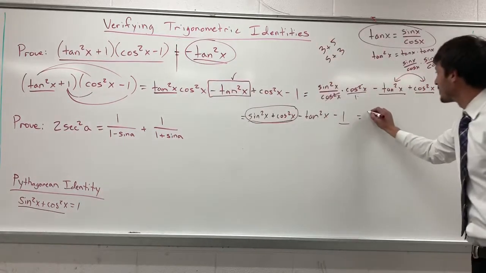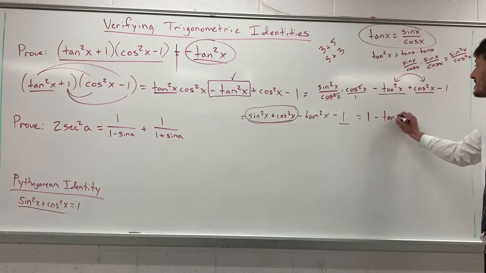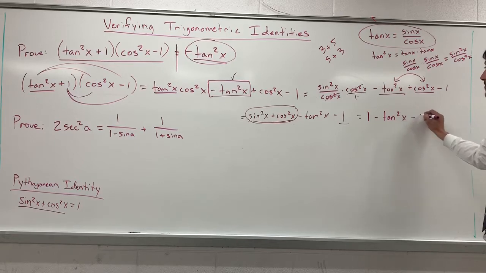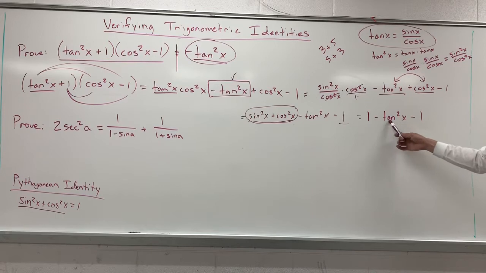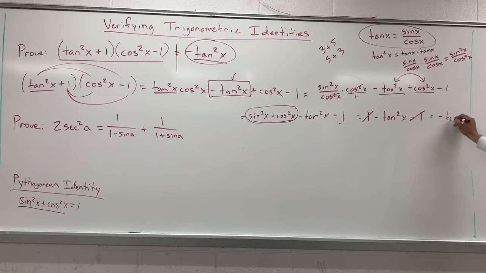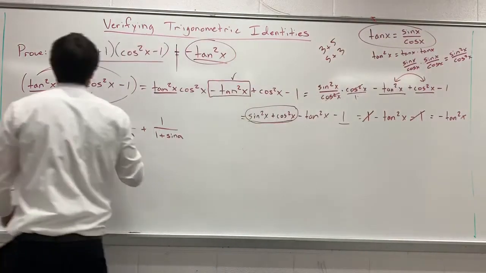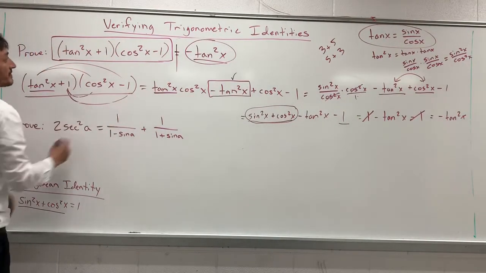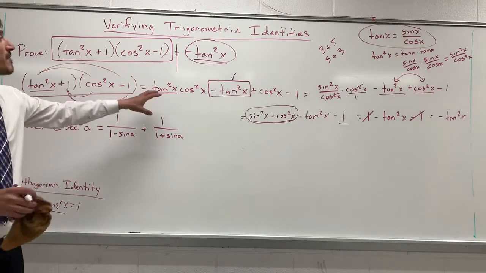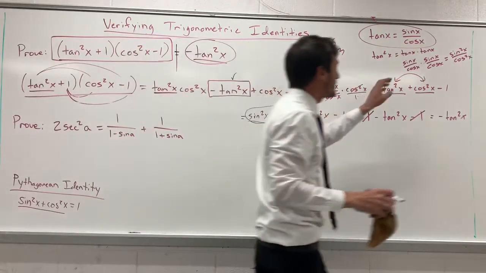And now we end up with 1 minus tangent squared of x minus 1. And notice that if you have 1 minus tangent squared of x minus 1, the positive 1 and the negative 1 will cancel each other out, leaving you with negative tangent squared of x, and you have successfully proven the identity on the board. Notice that we started with the left side here, and we changed its form until we eventually arrived at the right side.